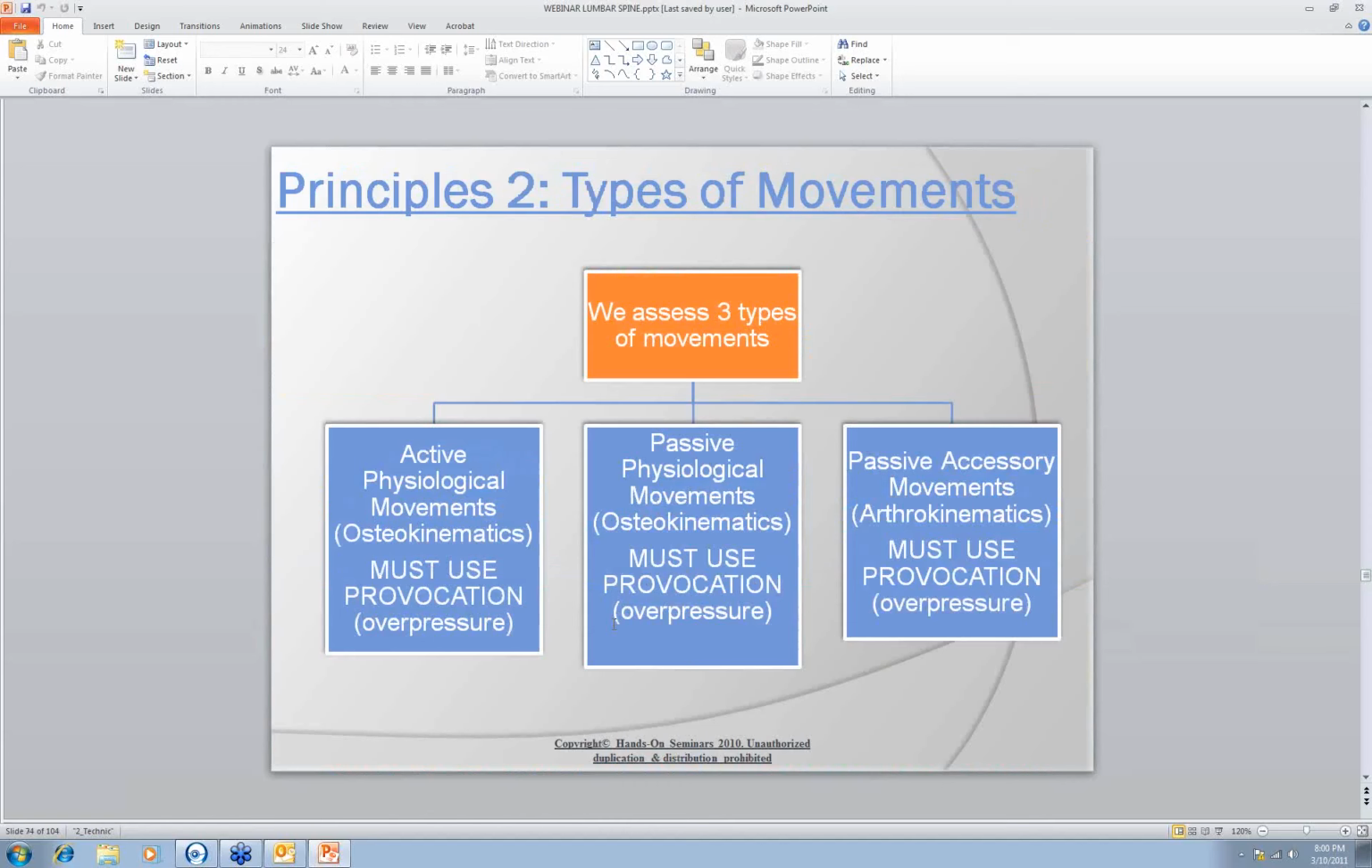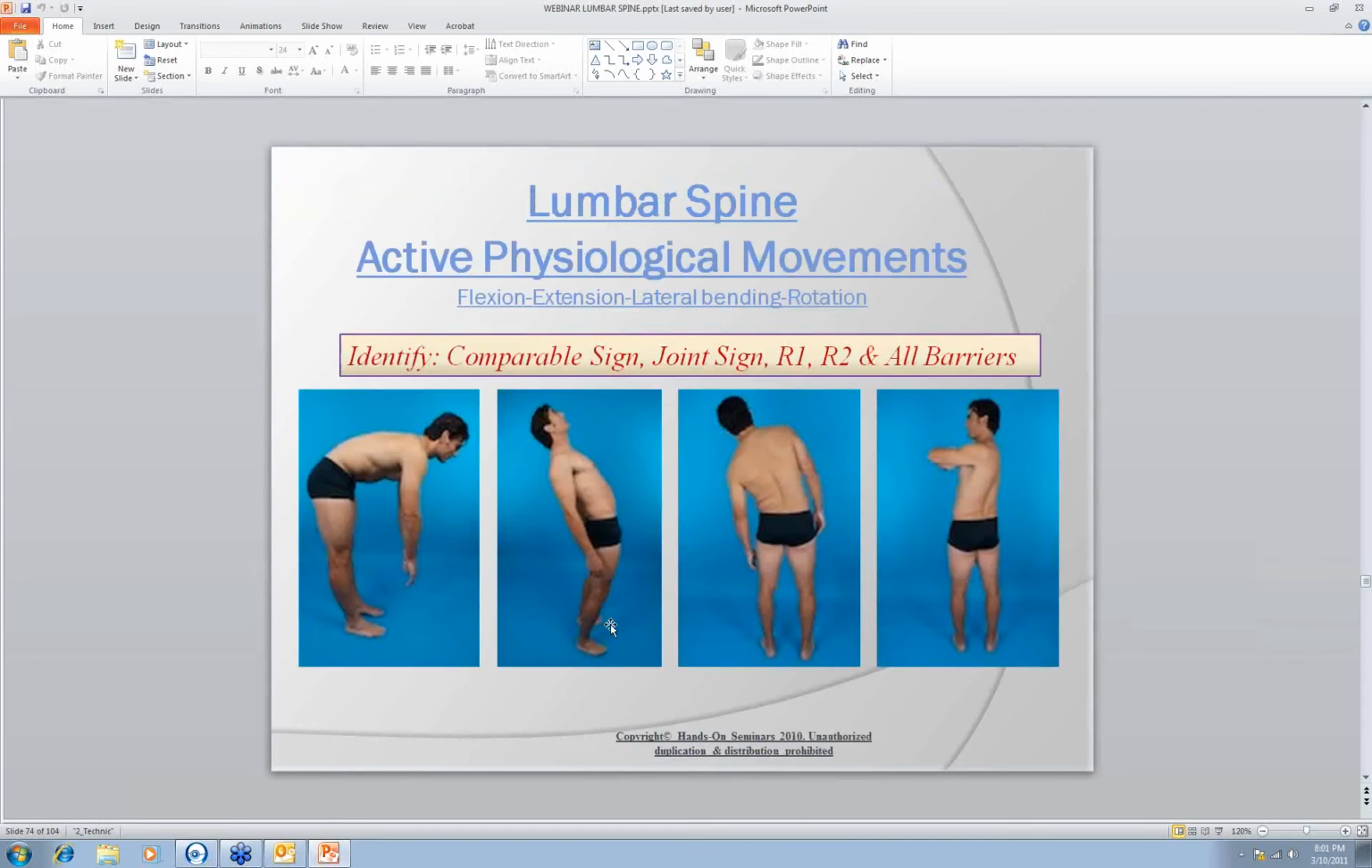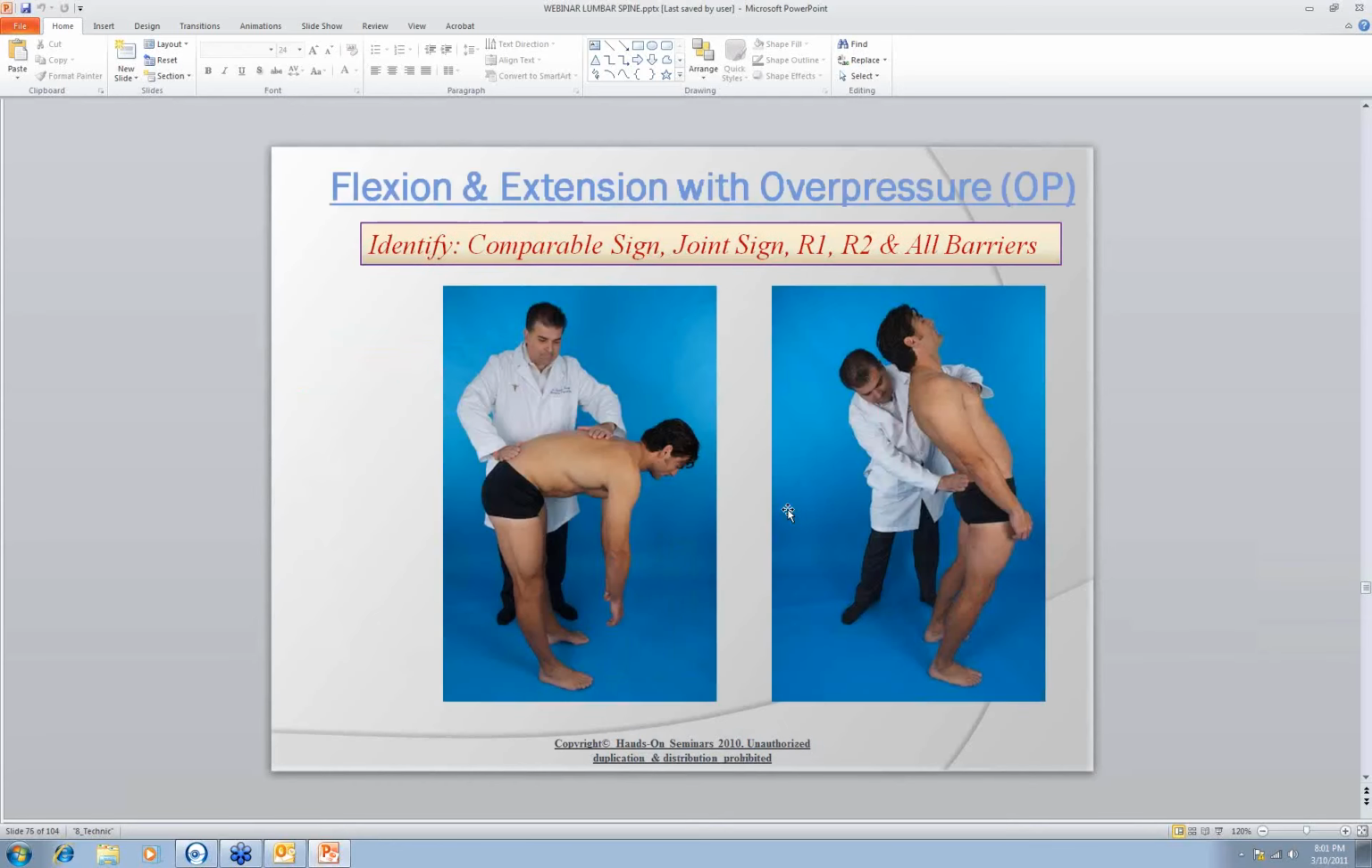Principle number 2, we assess patients on all 3 types of possible movements. Remember that we have active physiological movements, passive physiological movements, but also we have arthrokinematic movements, or otherwise called passive accessory movements. So we assess all these movements. For example, this is a variety of active physiological movements. We may have the patient going to flexion, extension, side bending, rotation.